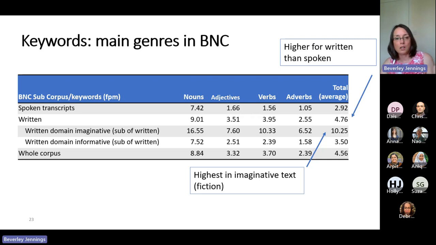Then looking at the subcorpora of the written, we've got an imaginative subcorpus and an informative subcorpus. And there's a far higher frequency per million for the imaginative subcorpus than for the informative. So it's highest in imaginative text or fiction. Again, that supports the Project Gutenberg finding from before.